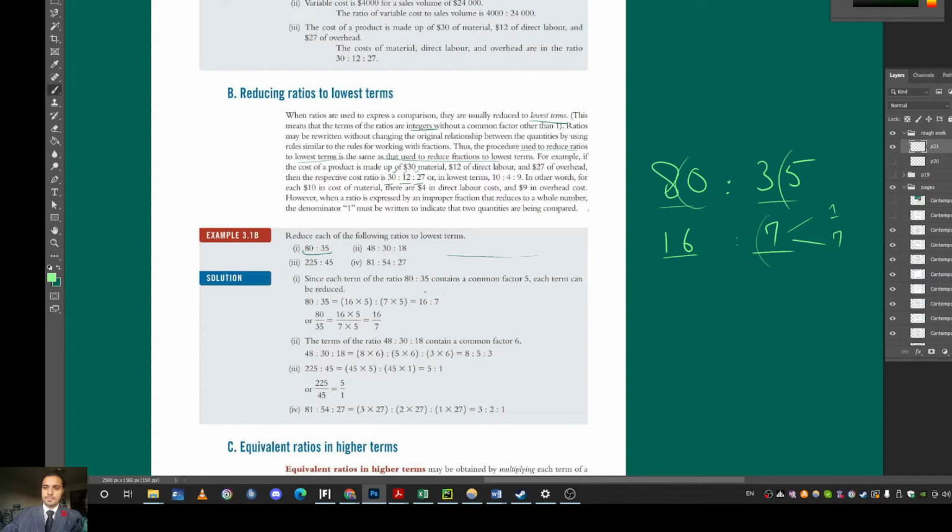So here he's got the same answer, right? He did that: 5 is a common divisor, giving 16 and 7, okay?